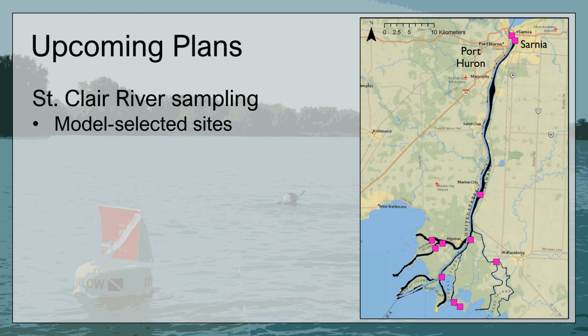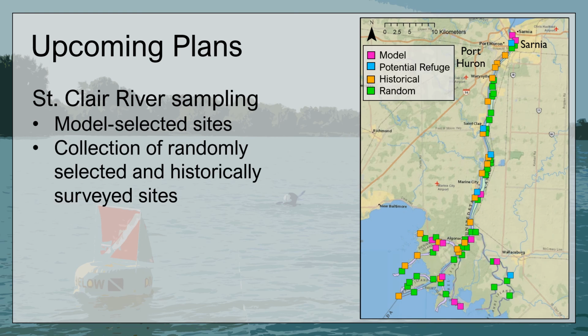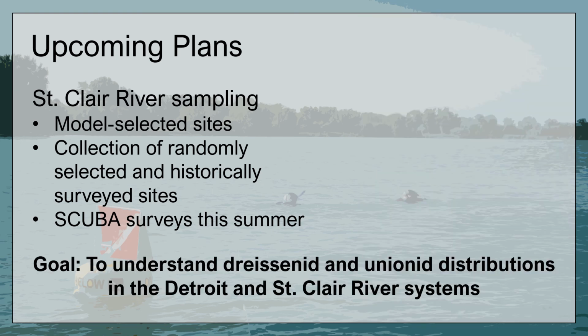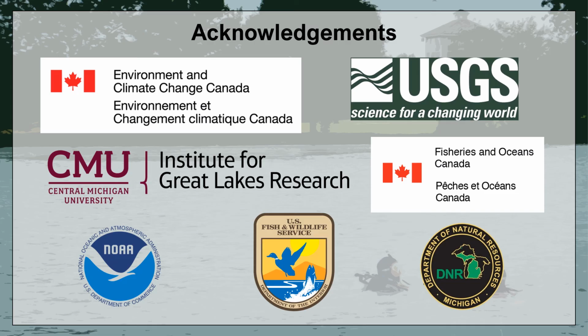These sites will be sampled this summer, along with a selection of randomly selected and historically surveyed sites. Similar to our surveys on the Detroit River, our systematic survey of the St. Clair River will be done using time searches and scuba diving. The validation of our models during this summer sampling will help us achieve our overall goal to understand the distributions of Dreissenids and unionids in two large rivers of the Great Lakes.